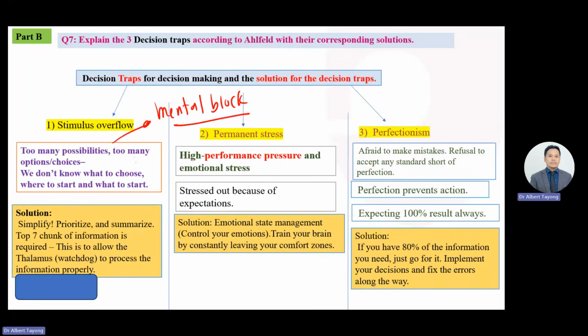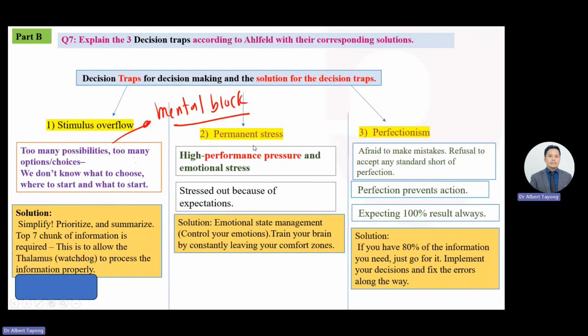So what is the solution? You have to simplify, prioritize, and summarize, usually to the top 7 chunks of information. This allows your thalamus or your watchdog, this part of the brain, to process the information properly. So the thalamus or watchdog, a significant part of the brain, is responsible for processing the information properly. So this part is not blocked. You need to simplify. You need to prioritize and summarize things.